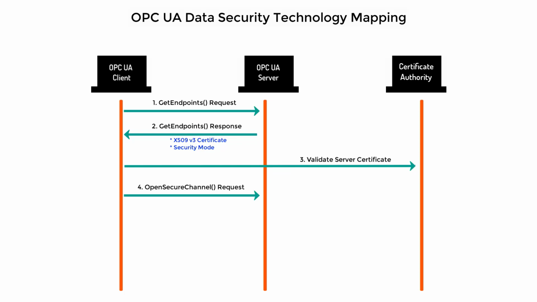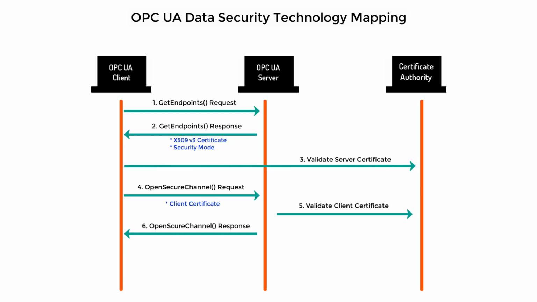Now, together with this open secure channel message, the client sends its certificate to the server, and the server also validates the client's certificate from the issuing certificate authority. Once the validity of the client certificate is verified, the server then responds to the client's open secure channel request and includes a security token for the client to use for creating a session.